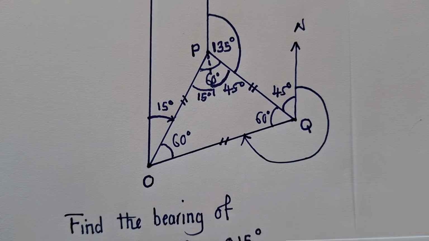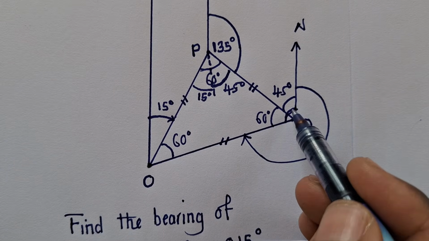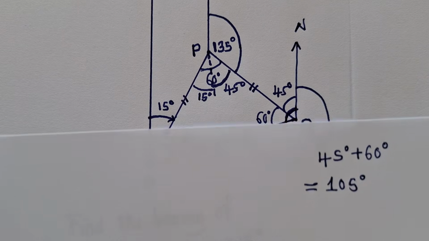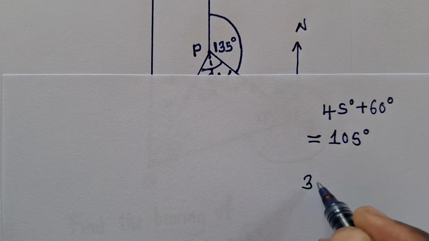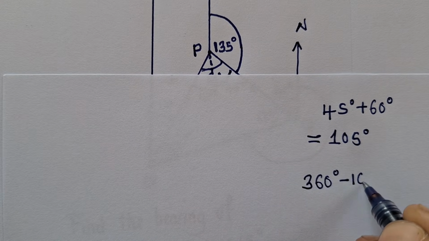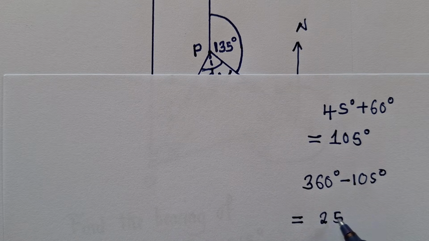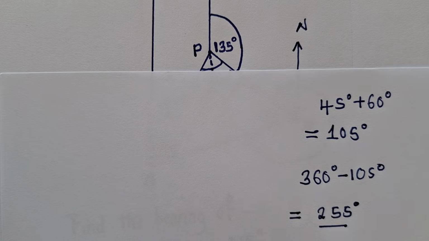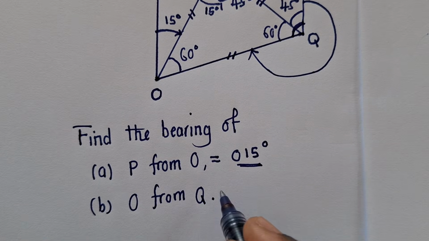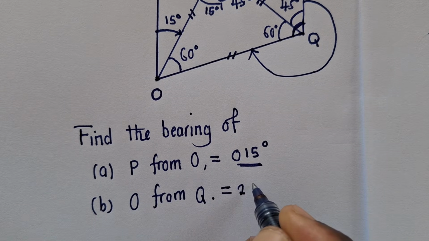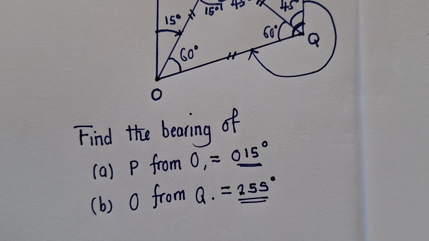So now that we know the sum of these two angles, we can subtract this from 360. So we're going to say 360 degrees minus 105 degrees. This will give us 255 degrees. This is the angle we're looking for. So the answer for question B is 255 degrees. That's the answer we just found.